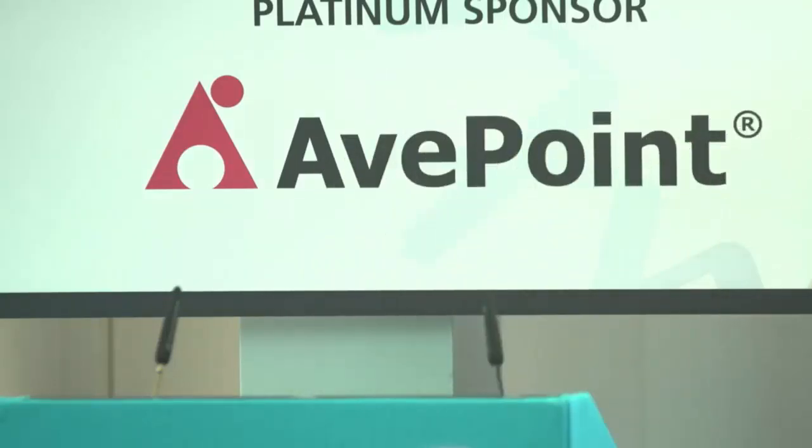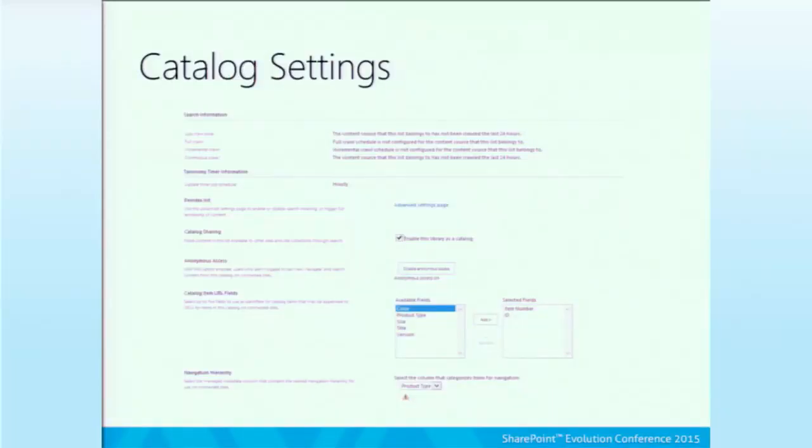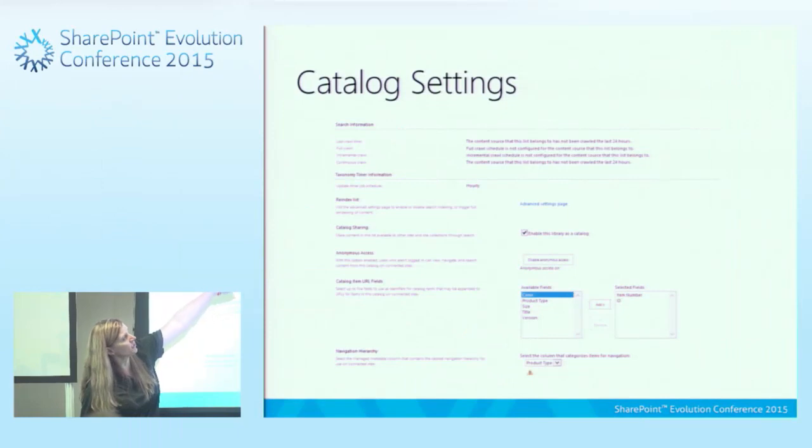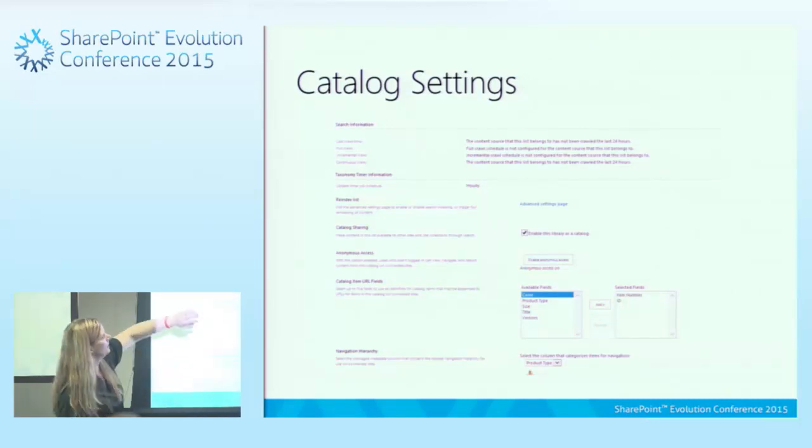All right? So when you go into your catalog, here it is. This information at the top where it says search information, in Office 365, it's going to give you this: the content source that this belongs to has been crawled in the last 24 hours. That's all you get. If you're on-prem, it gives you more detail. It'll tell you all that stuff.